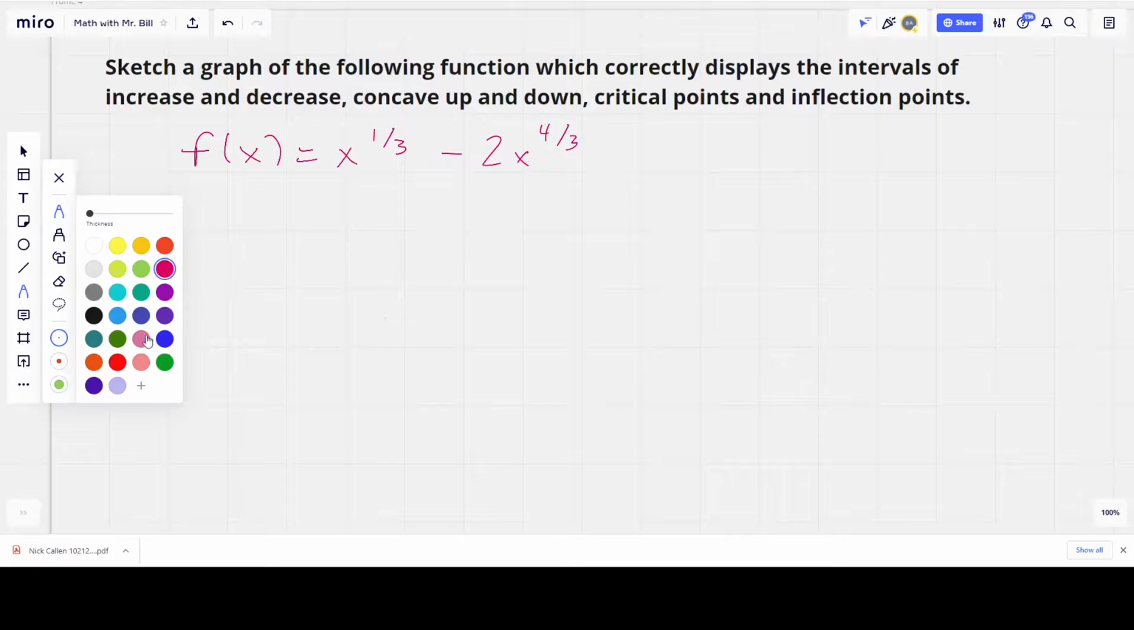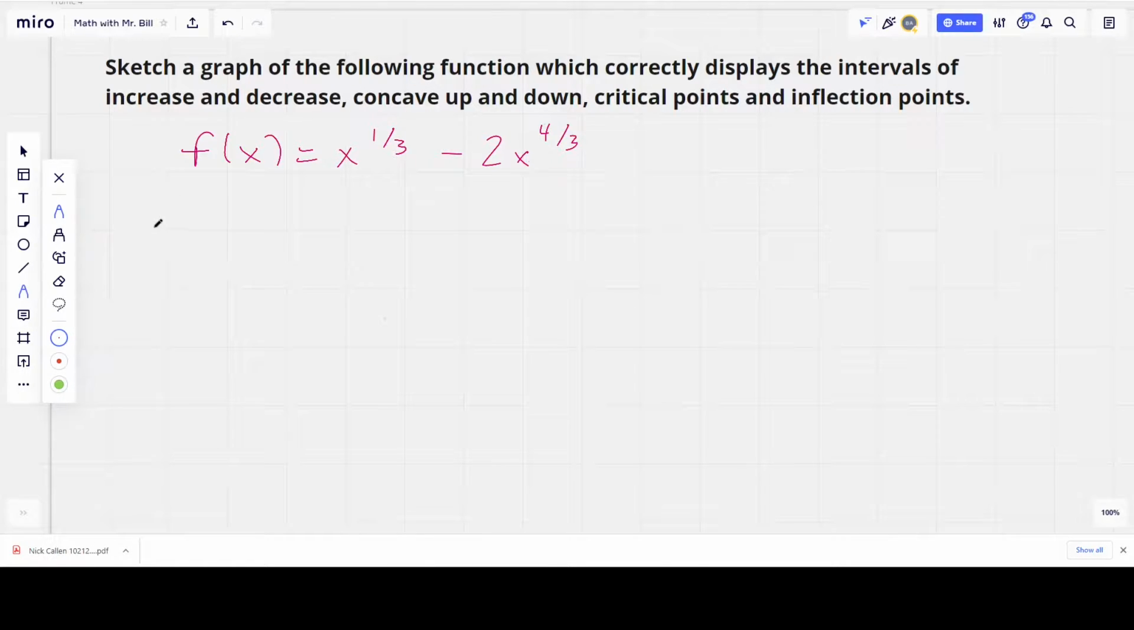So the first thing we're going to do is find the derivative. So f prime of x is equal to, and this is just the power rule, 1/3 x raised to the negative 2/3, because it's x to the 1/3, 1/3 minus 1, minus, bring the 4/3 down front and multiply by the 2, so minus 8/3 times x to the 4/3 minus 1, which is 1/3.